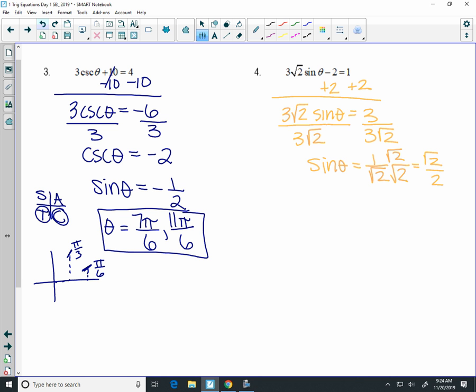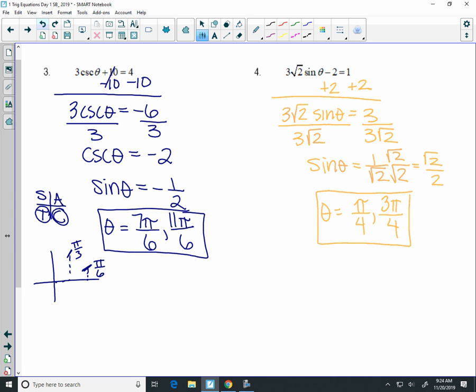So what's my denominator going to be? The fourth. Yep, sine is radical 2 over 2 at our fourths. Sine is positive in quadrant 1, so it's going to be pi over 4. And in quadrant 2, my fourth over there is 3 pi over 4.